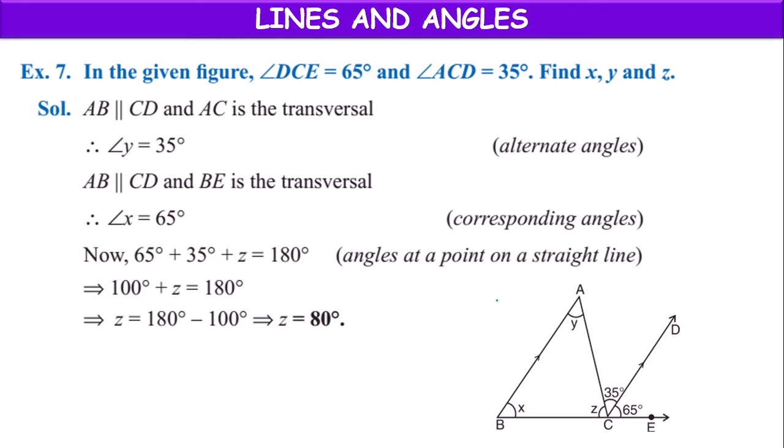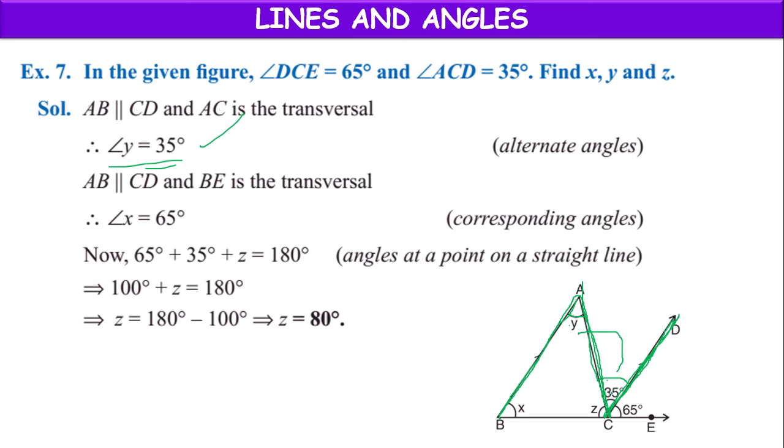And from the figure we can observe that AB is parallel to CD, and AC will be the transversal. So the angle on this side of the transversal and the angle on that side of the transversal will be equal. Both of them will be equal. So Y equals 35 degrees, that we will get.